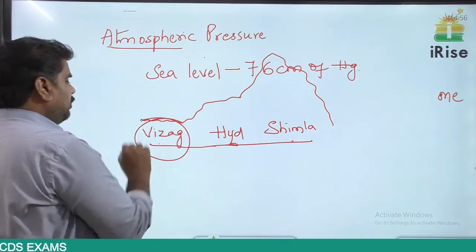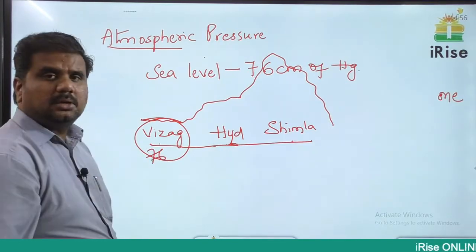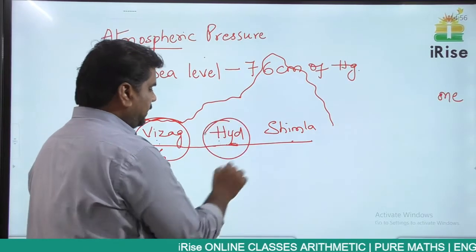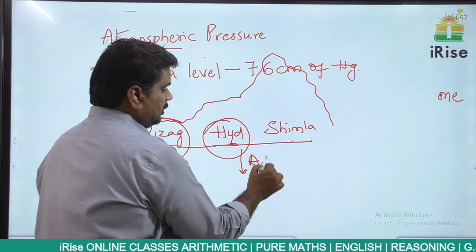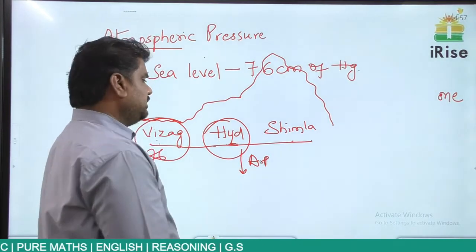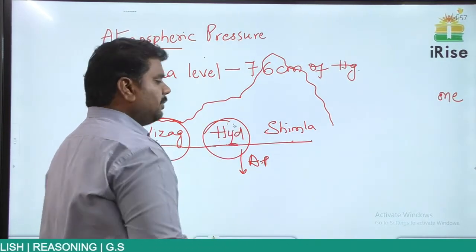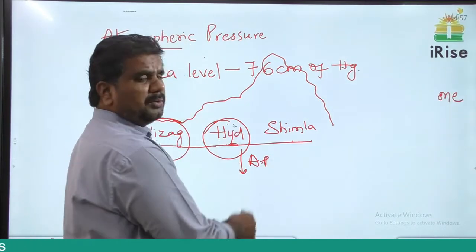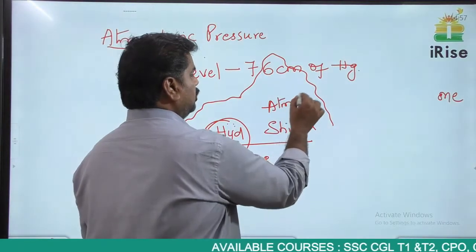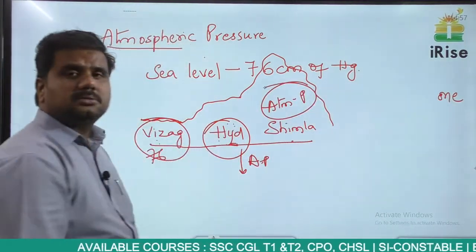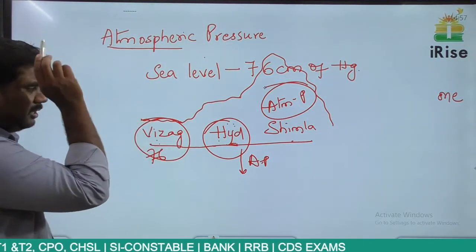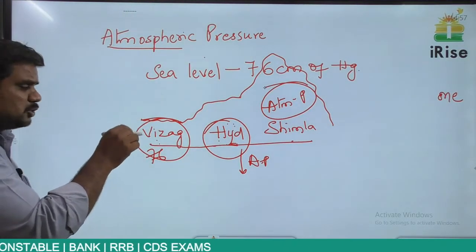In Vizag, atmospheric pressure is 76. As you move from Vizag to Hyderabad, height is increasing. With respect to height, atmospheric pressure value decreases. When you further move from Hyderabad to Shimla, the atmospheric pressure value still further decreases. As the height of a particular place increases, atmospheric pressure at that place just keeps on decreasing.